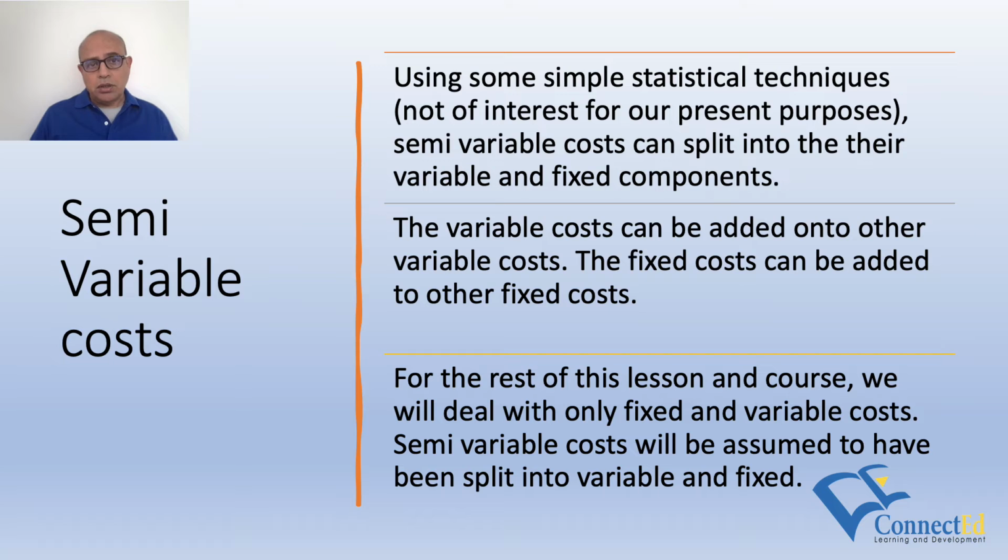So semi-variable costs are a little bit tricky for our analysis. So basically what we do is to break down the semi-variable costs into fixed and variable costs using some statistical techniques. These are not of importance for our current purposes, but let's say this is done. Then all semi-variable costs will partition into variable and fixed costs, and accordingly they will be assigned to the pool of variable costs or fixed costs. And then the analysis that we are going to discuss can go forward on the assumption that there are only 2 types of costs, namely variable and fixed.